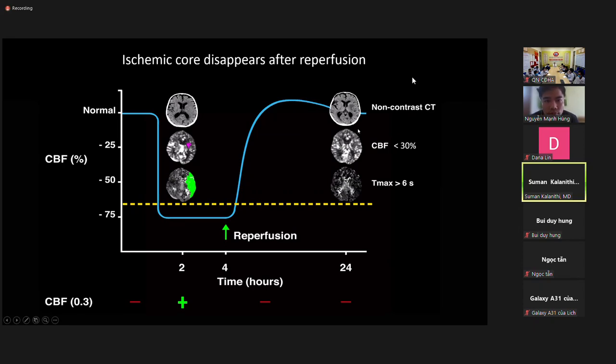CT, and then they will see nothing on RAPID, and they will say, what is the problem? This is a false negative. So this is actually something I just spend a little bit of time on. So remember that this measure of core is a surrogate measure. It's not DWI.